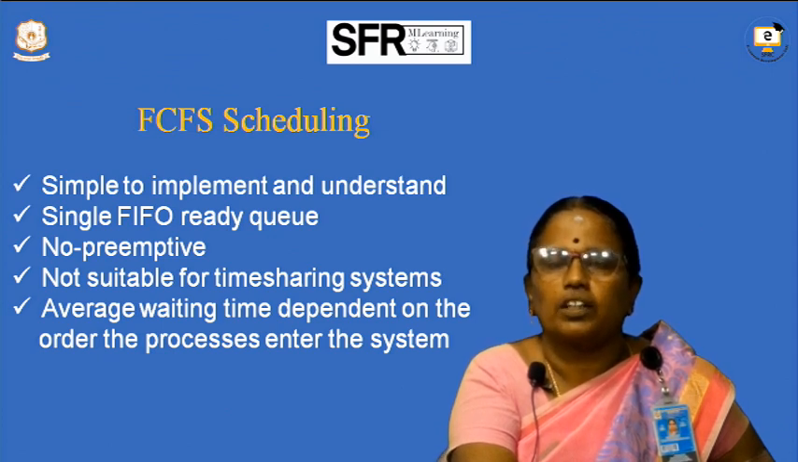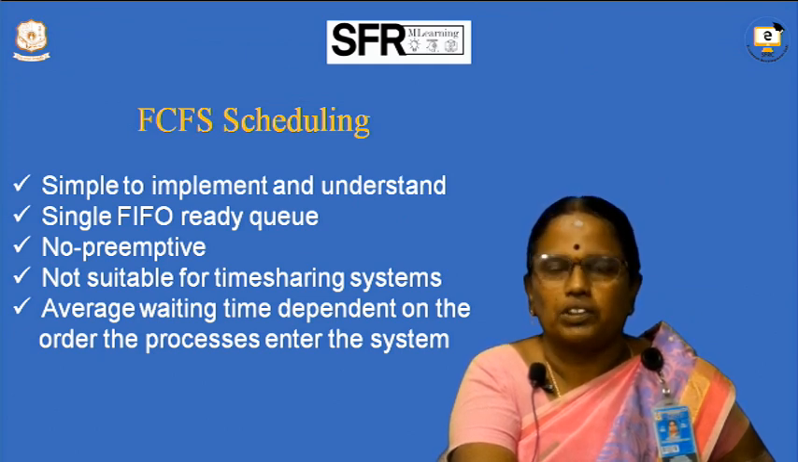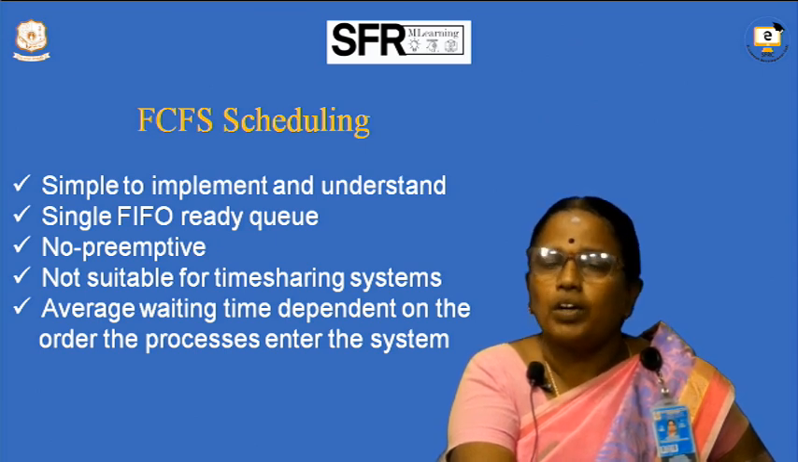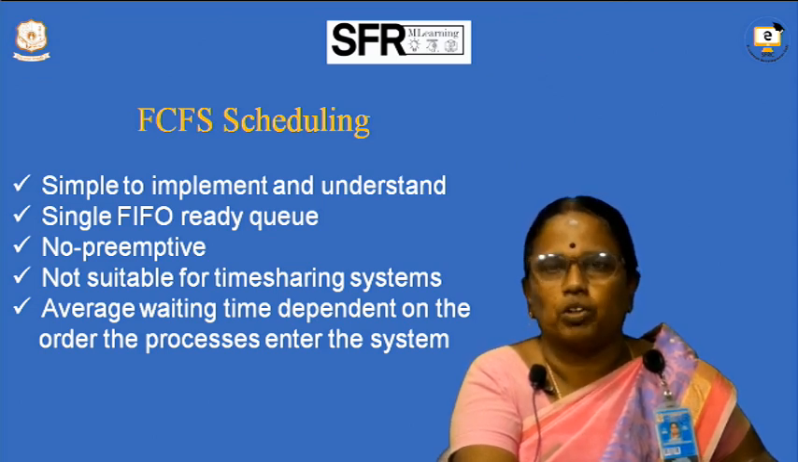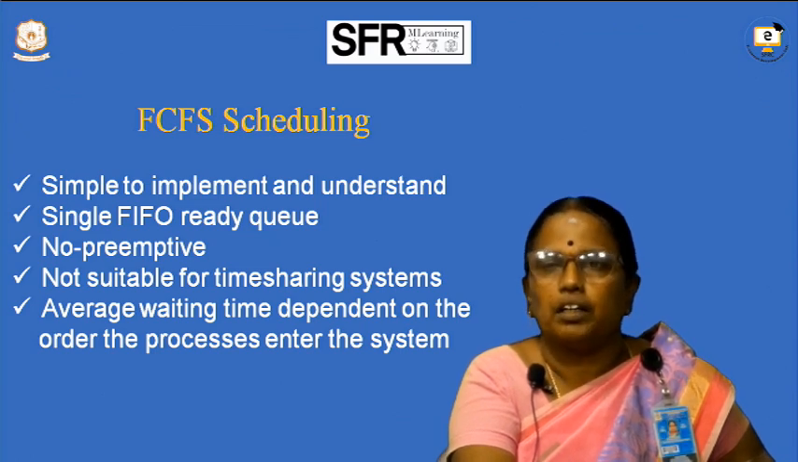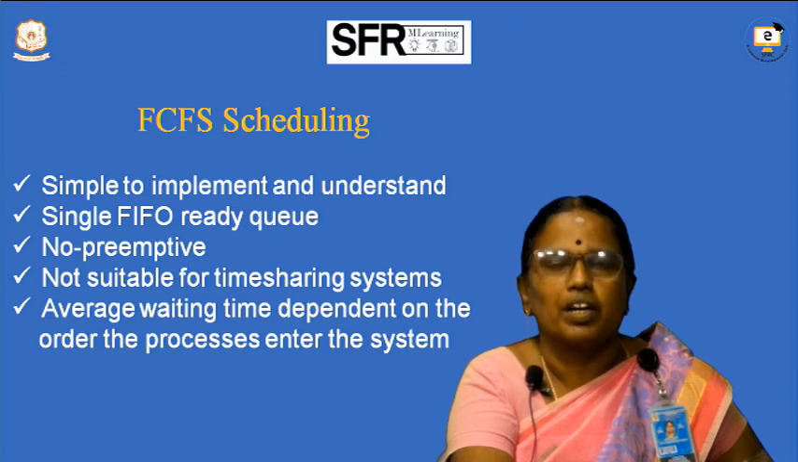This algorithm is very simple to implement and understand, and we can implement it using a single FIFO ready queue, which stands for first in, first out. And in FCFS scheduling, we do not have any preemption. What is preemption? When a process is executing and we forcefully take away that process and bring in the next process, that is called preemption. In FCFS, we do not have any preemption, whereas in SJF, we will have preemptive and non-preemptive scheduling.